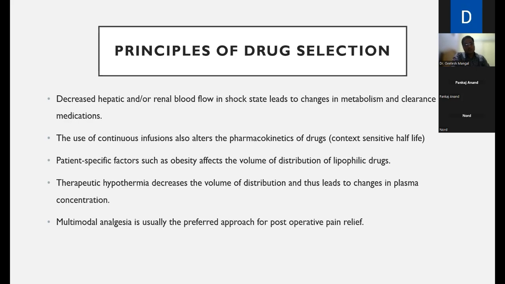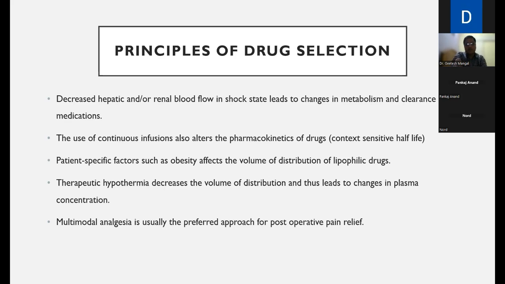Patient-specific factors such as obesity affect the volume of distribution of lipophilic drugs. We have to be mindful of the dosing. We don't dose according to the total body weight; we have to take the adjusted body weight into consideration. Therapeutic hypothermia decreases the volume of distribution and thus leads to changes in plasma concentration.